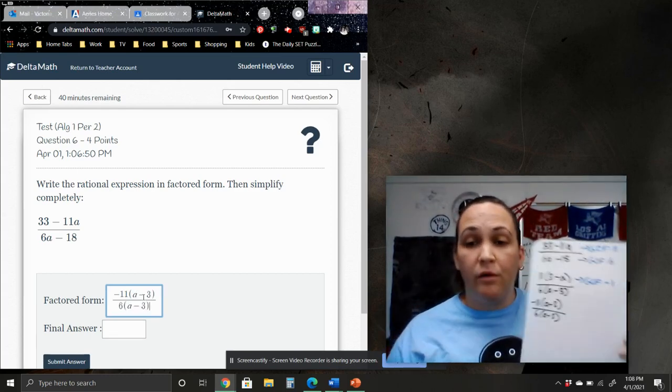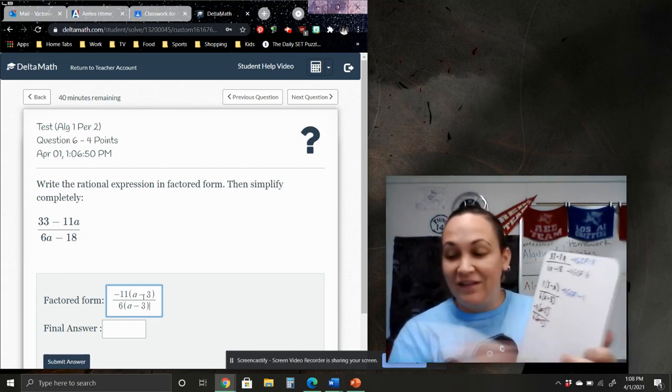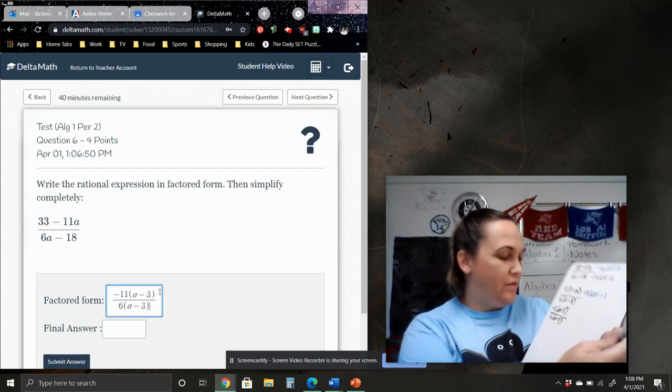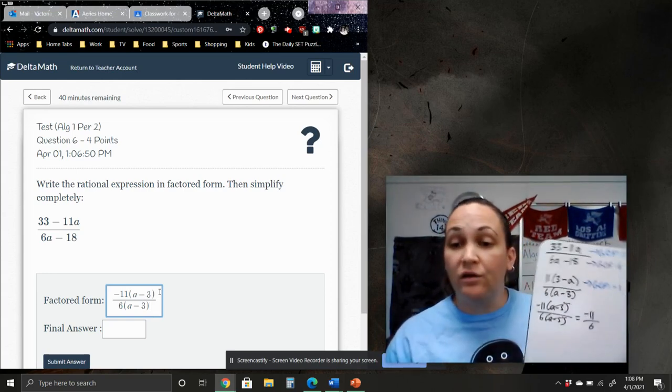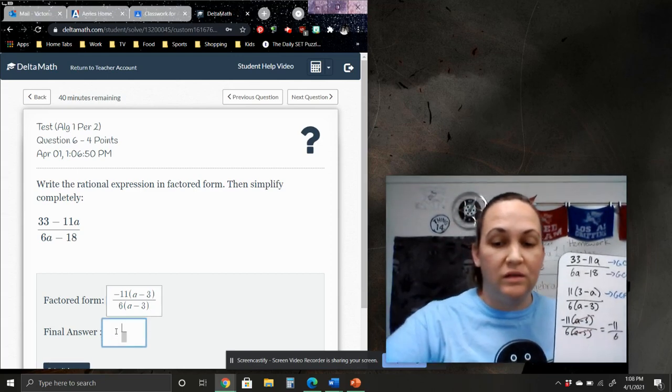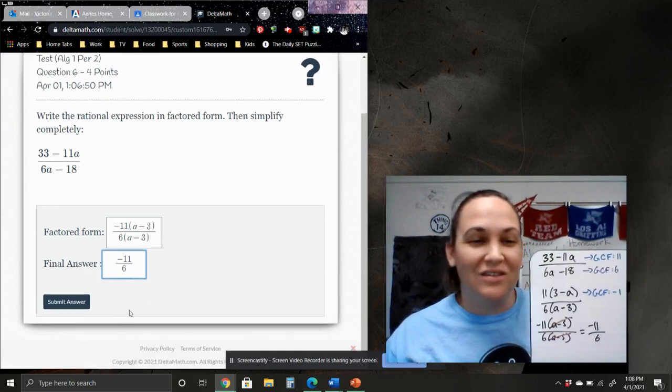And then in this problem, I've made it so that I can cancel out my a minus 3's. And 11 and 6 do not simplify. So then I would just keep that -11 over 6. And it doesn't matter if you made the 11 negative or if you made the 6 negative. Just one of them needs to be negative so that you can cancel those out.